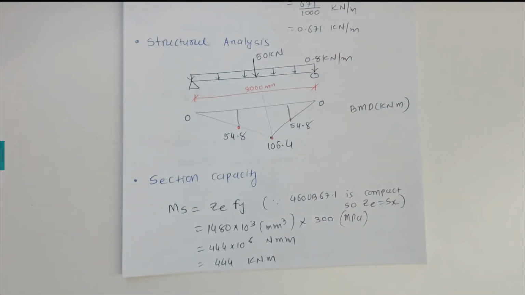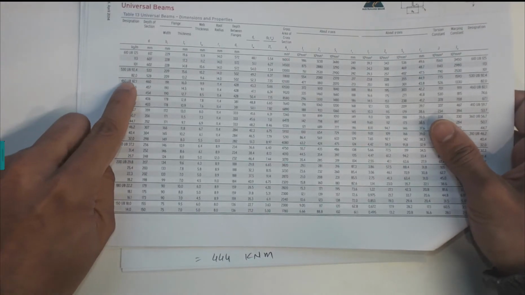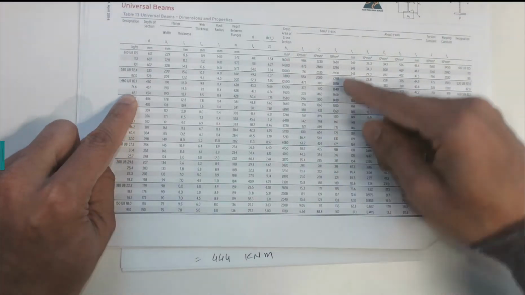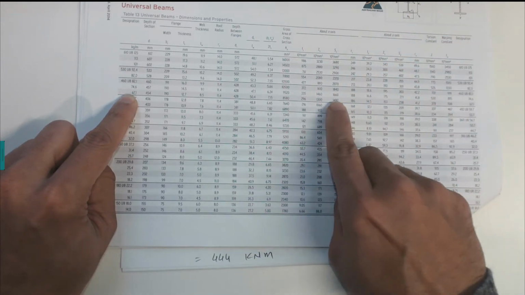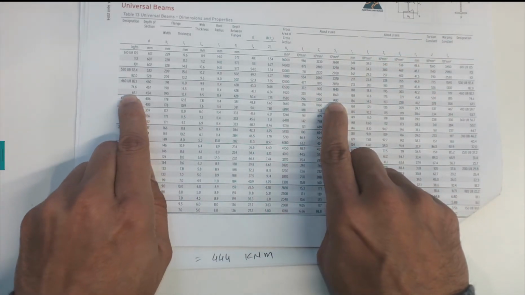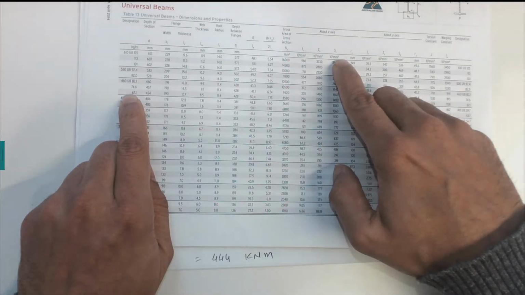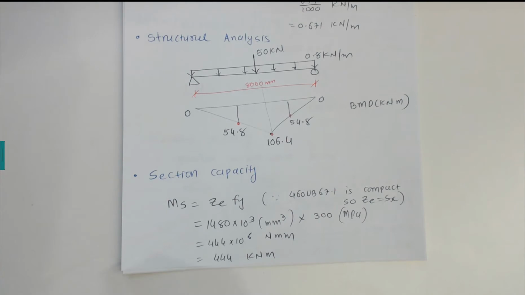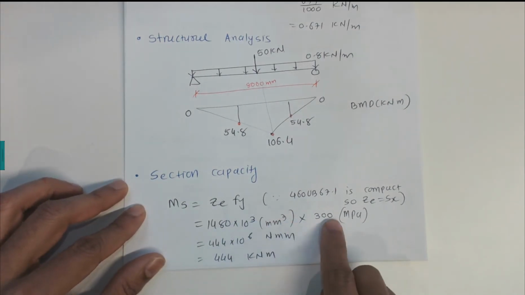Now this Sx is 1480 times 10 to the power 3, taken from the steel table for the 460 UB 67.1, and about the x axis we have an Sx value of 1480 times 10 to the power 3 millimeters cubed. So that is 1480 times 10 to the power 3 millimeters cubed times the yield strength.